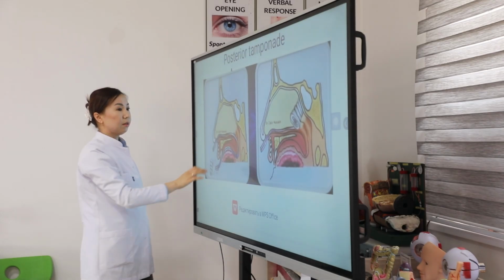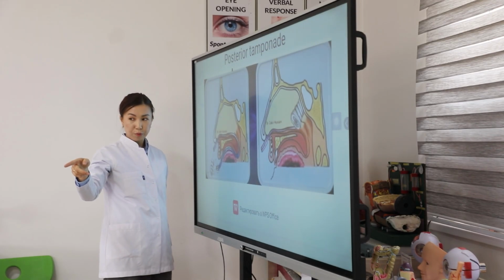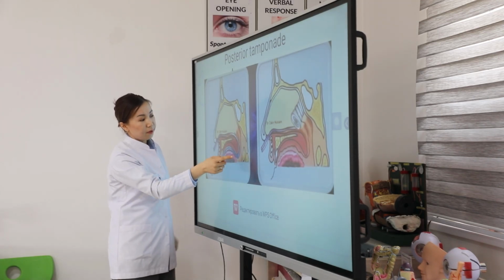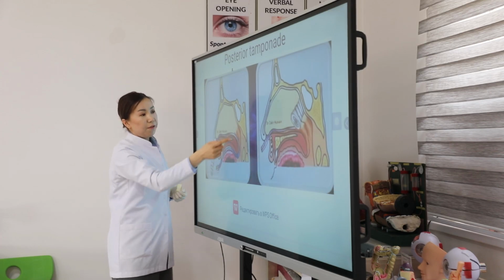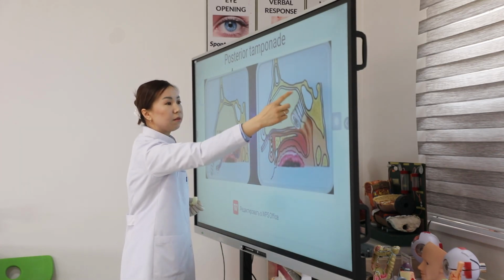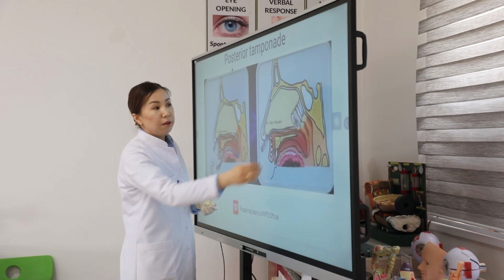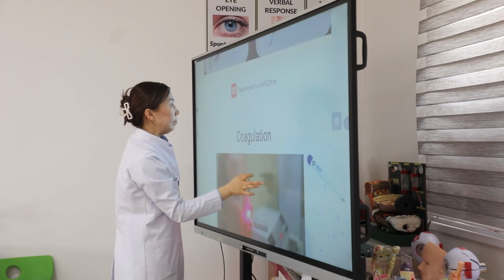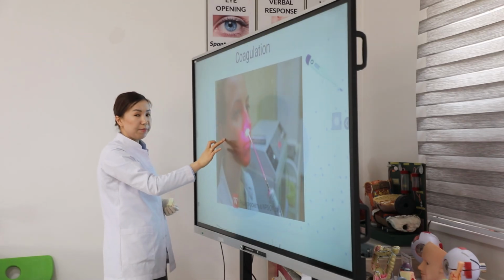So look at this picture. This is our tamponade. We go through the oropharynx, we are pulling through the nasopharynx, and we are fixing where? In the posterior part of the nasal cavity. Clear? We also have some other methods.